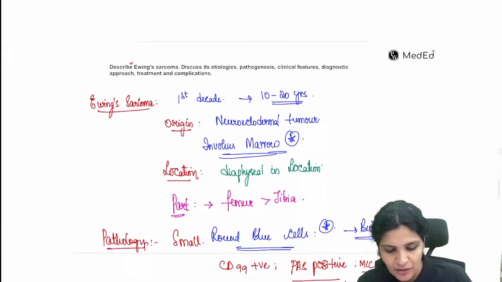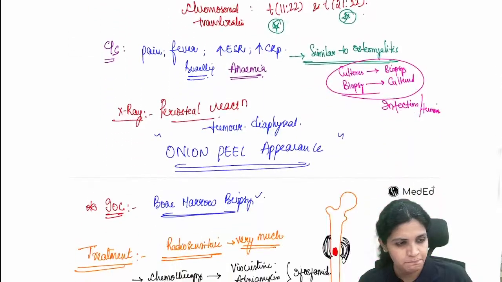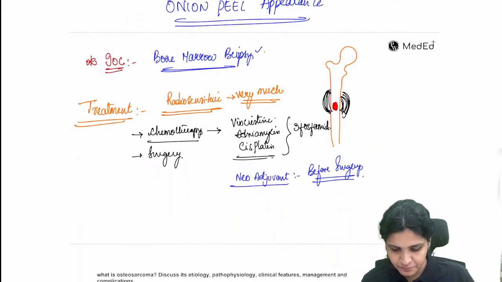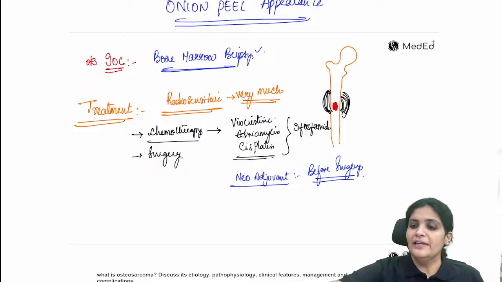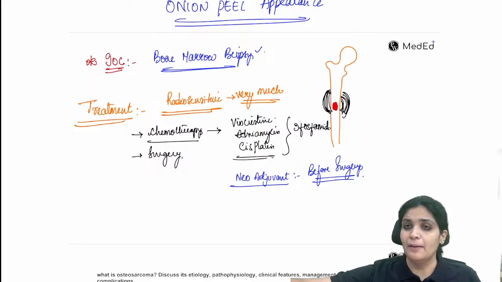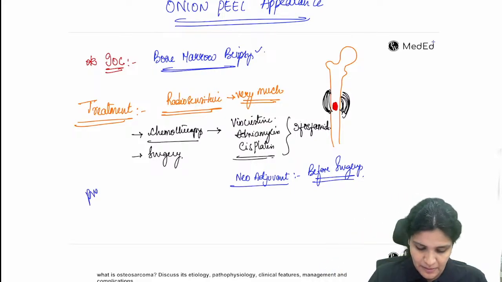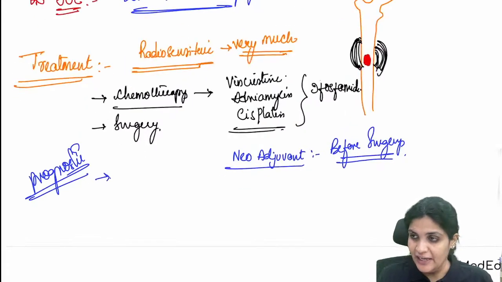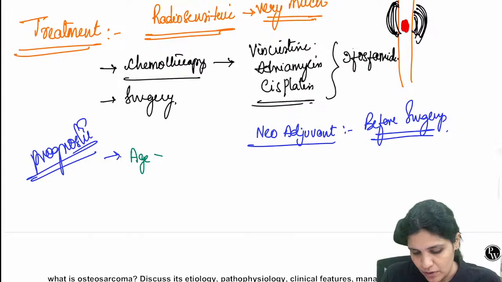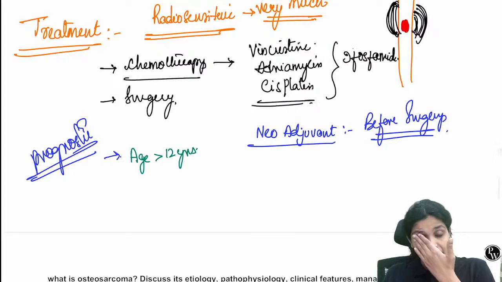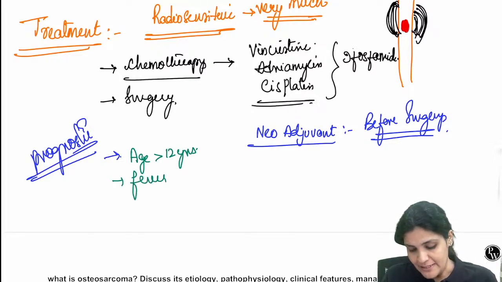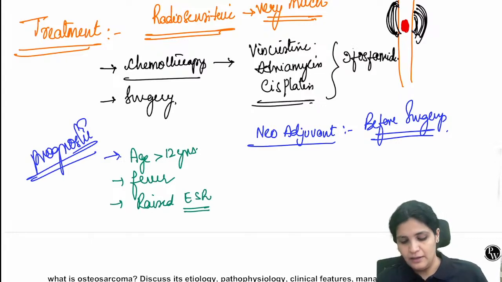Any doubts you have about Ewing sarcoma? So clinical complications, usually it is a very, very malignant tumor, right? It is a very malignant tumor, and there are certain prognostic features for it. The prognostic factors are usually the age. If the age is more than 12 years, or if presenting with fever or raised ESR, these are all poor prognostic features for your Ewing's sarcoma, right?